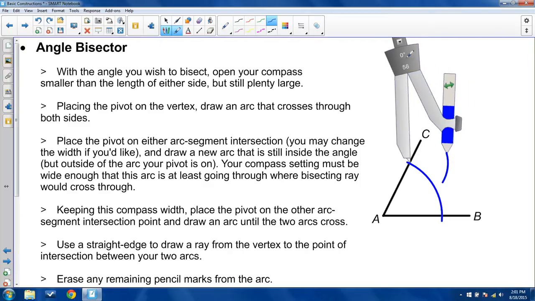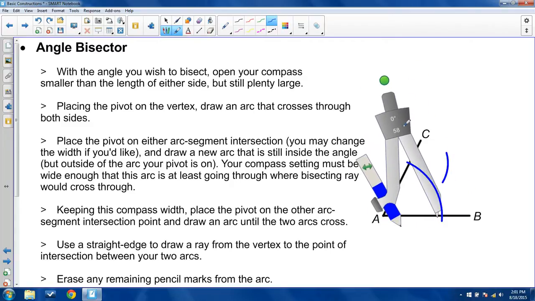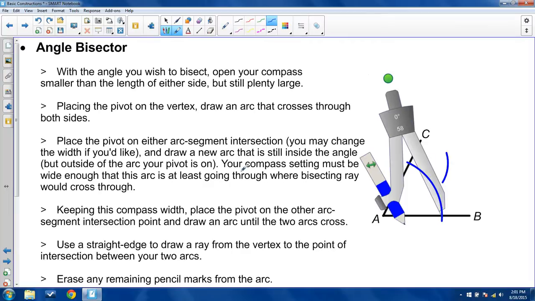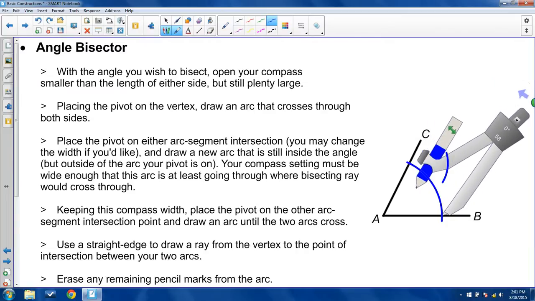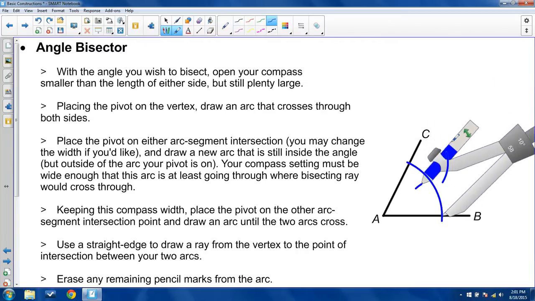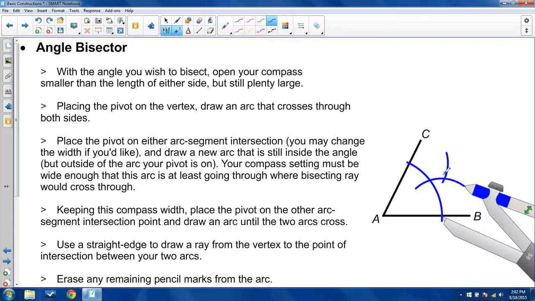I'm going to repeat this on this side down here. So I'm going to flip it. I'm going to place the pivot right here, and keeping this compass width, repeat it. Draw it until the two arcs cross. I'm just going to go ahead and start drawing. There we go, and it crosses with that arc. I was close to not being right there. So I drew it so these two arcs crossed. Now I can start erasing this arc right here. I no longer need it.